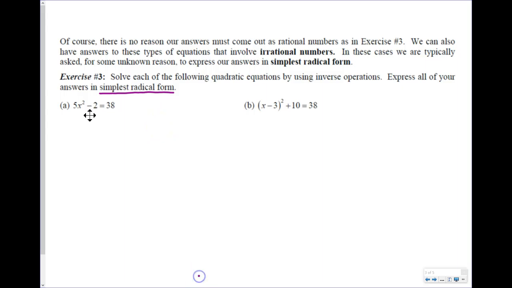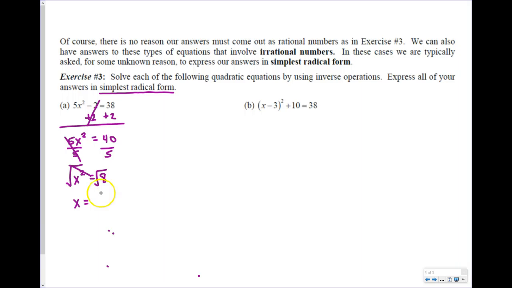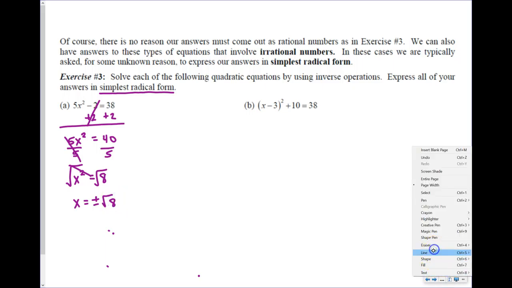So what we're going to do is solve like we do normally here. Try and get x by itself. We get 5x squared equals 38 plus 2 is 40. Divide both sides by 5 and get x squared equals 40 divided by 5 is an 8. So now here's the tricky part. I'm going to take the square root of both sides to undo this square and get x alone, but the square root of 8 doesn't simplify to a whole number. Okay? I'm going to get plus or minus the square root of 8. So I have to simplify this square root of 8 right now.